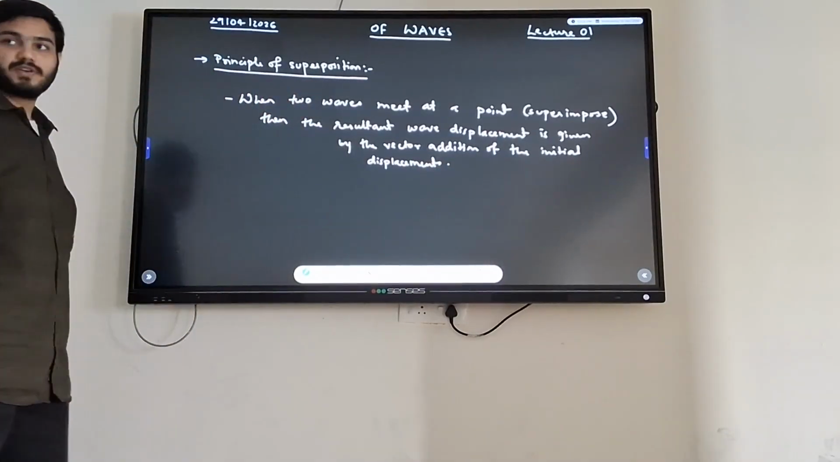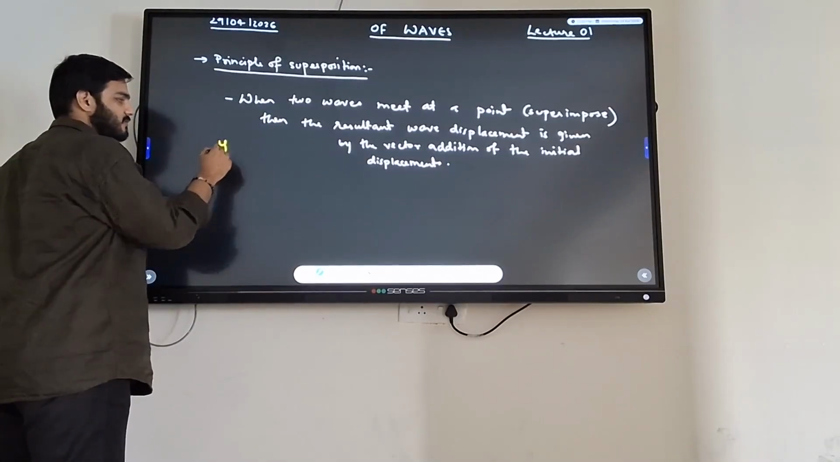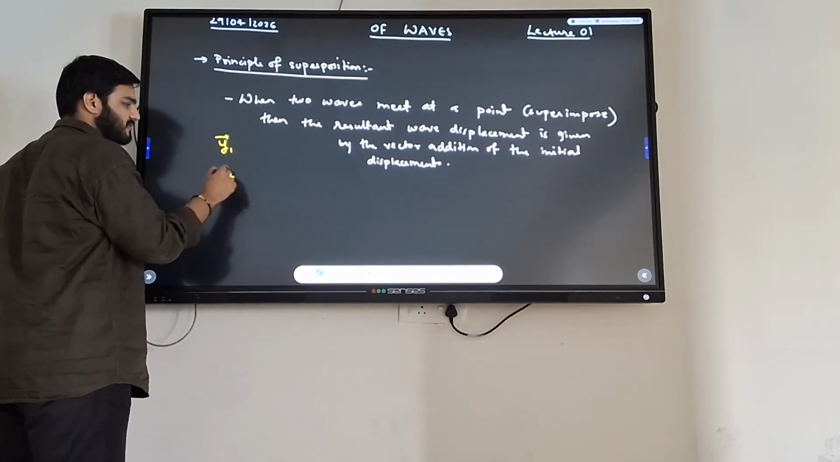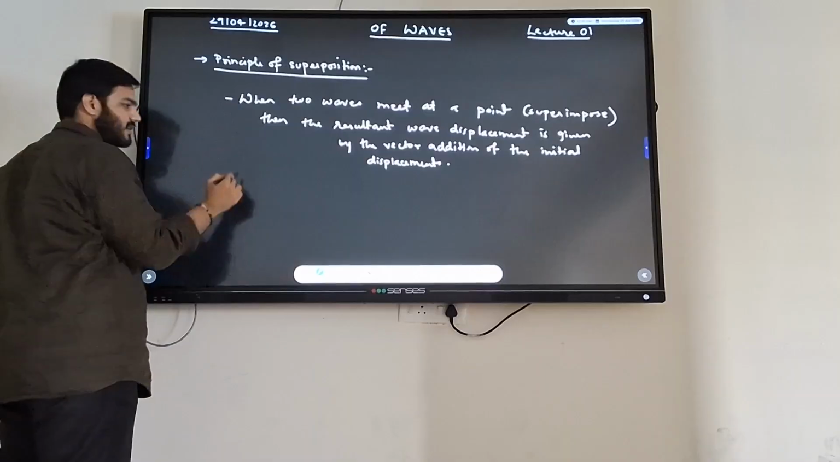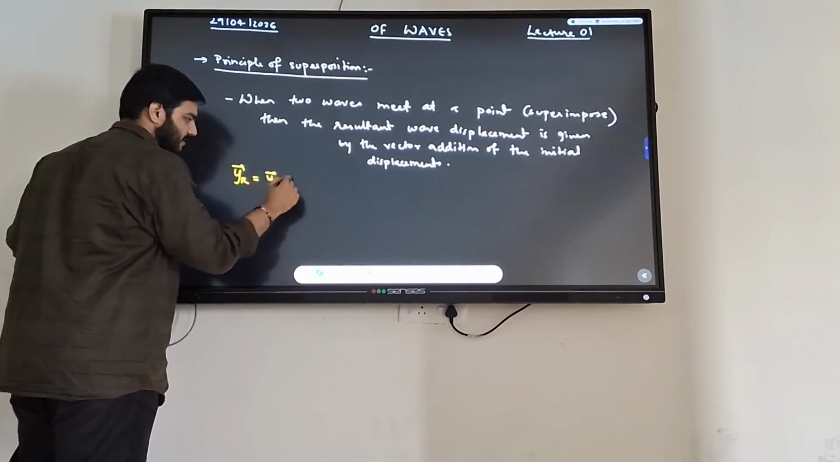Okay? Then how should I write it? What will be the resultant? So if the initial was y1 vector and the other was y2 vector, then what should I write? The yr is given as y1 vector plus y2 vector.